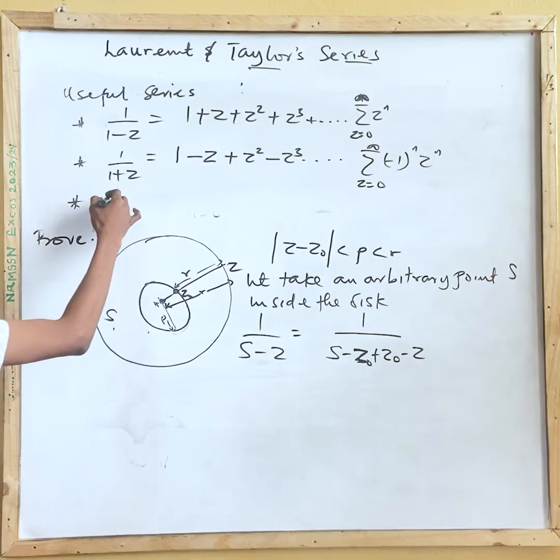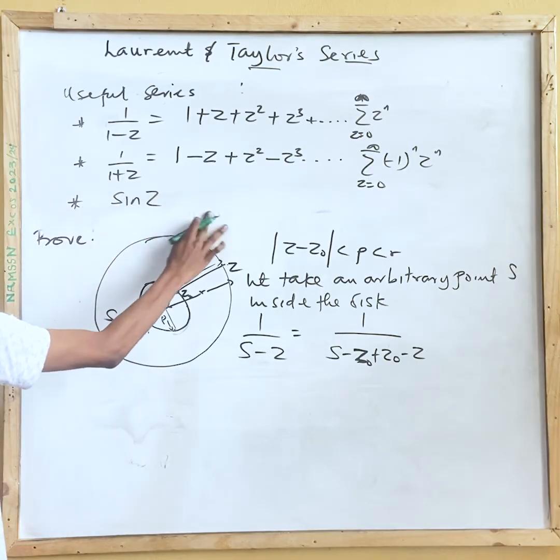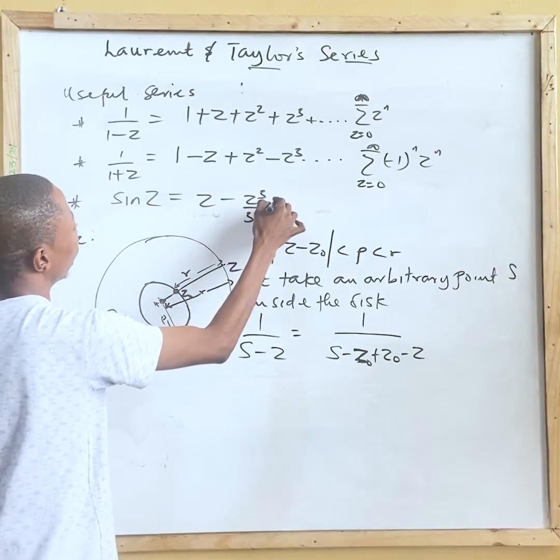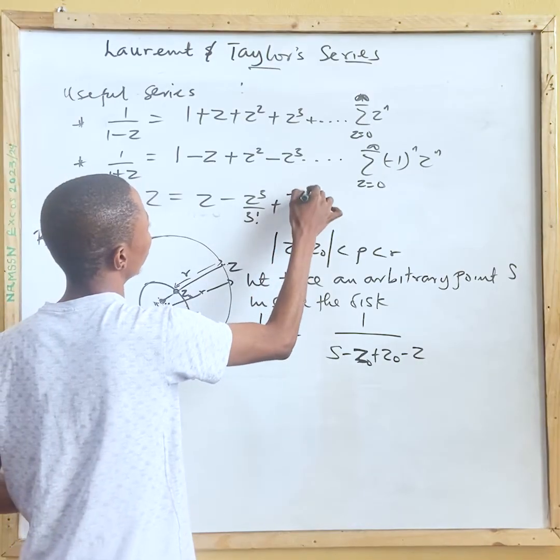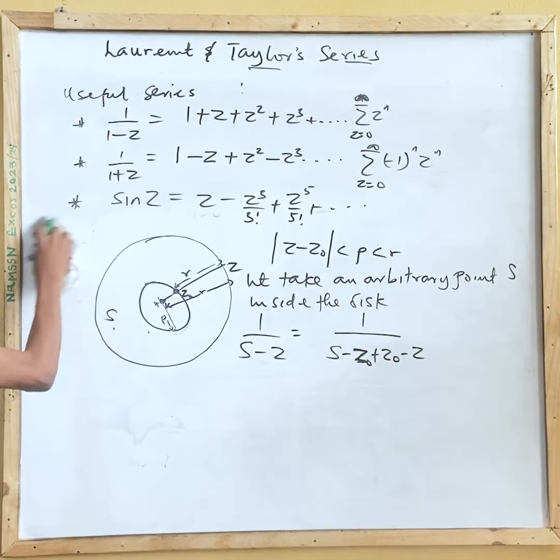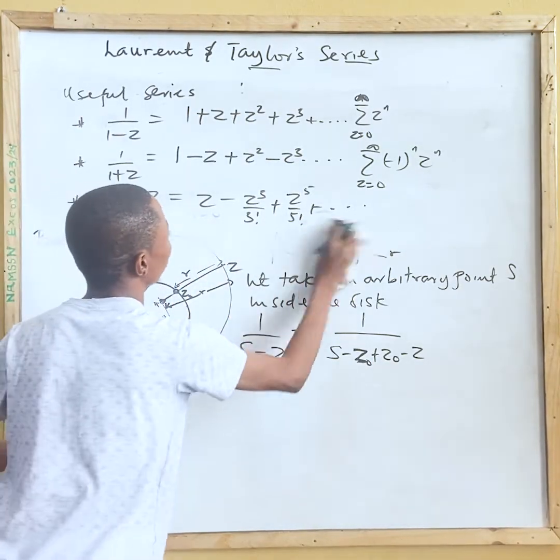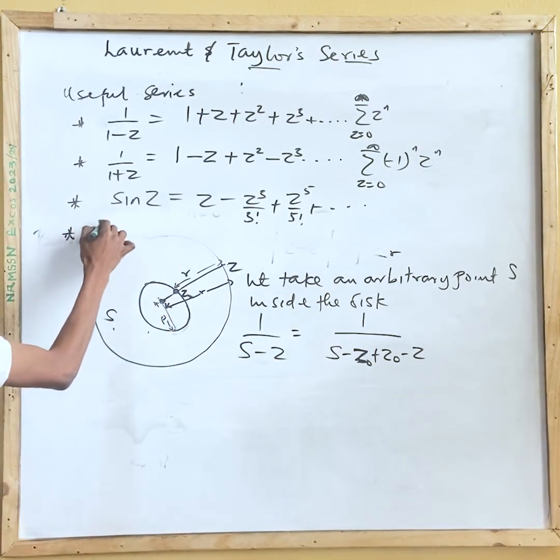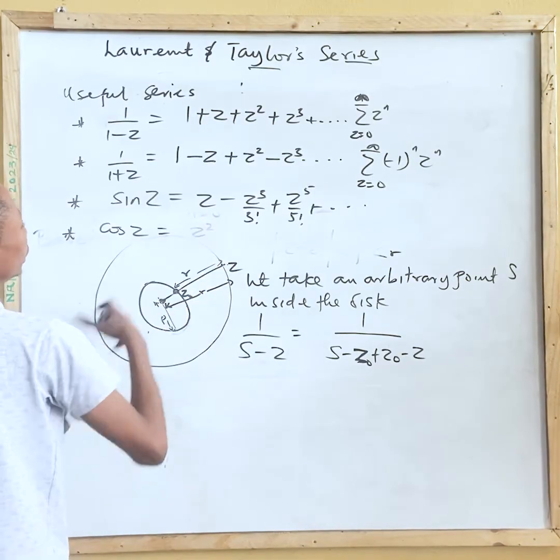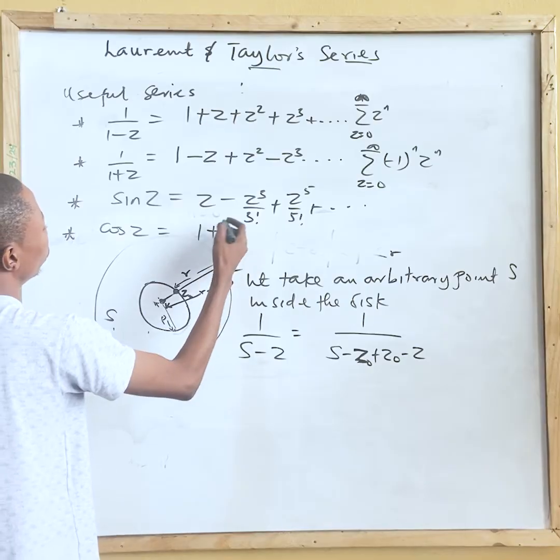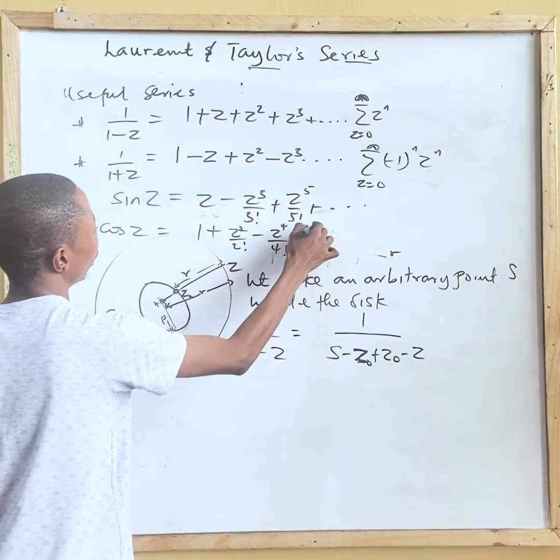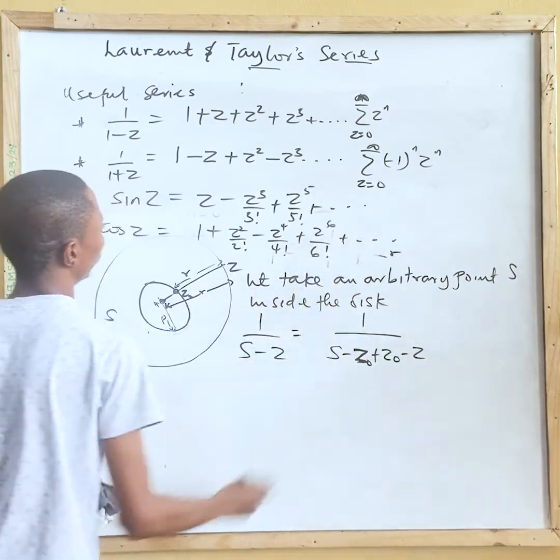Anytime we are dealing with trig functions like sin z, sin z is an odd function. That's z minus z raised to power 3 over 3 factorial plus z raised to power 5 over 5 factorial and so on like that. And also cos z, that one is an even function. It starts from 1 minus z square over 2 factorial plus z raised to power 4 over 4 factorial minus z raised to power 6 over 6 factorial and so on like that.